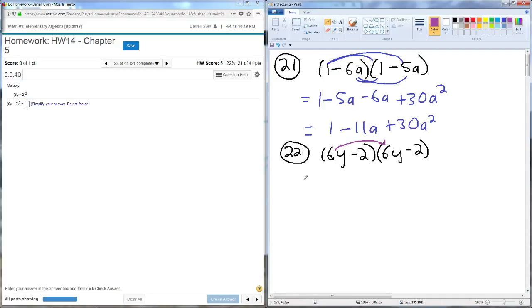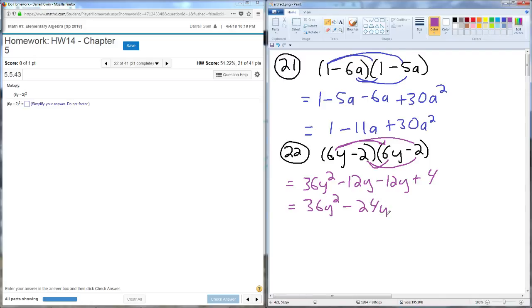6y times 6y is 6 times 6 is 36, and y times y is y squared. 6 times negative 2 is negative 12, and there's a y. Negative 2 times 6 is negative 12y. Negative 2 times negative 2 is a positive 4. We have 36y squared minus 24y plus 4, and that was combining these two like terms.